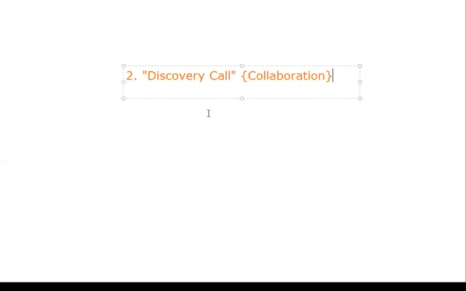All right, the second thing that I mentioned here, the second step, is a discovery call. After they fill out the questionnaire, we have what's typically called in the industry a discovery call. It's basically what it sounds like. It's to discover what it is they're looking for, what their goal is, what they're after, and also what we're going to be able to do for them.